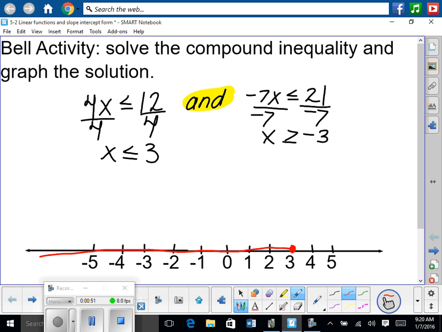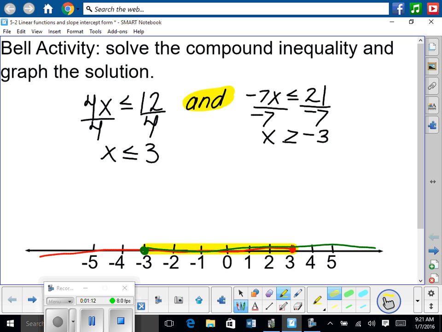Okay, and then, let's do a different color. With this one, we're doing x is greater than or equal to -3. So closed circle and this way, right? Yep. So the only answer we keep is from here to here because it's the intersection of those both.